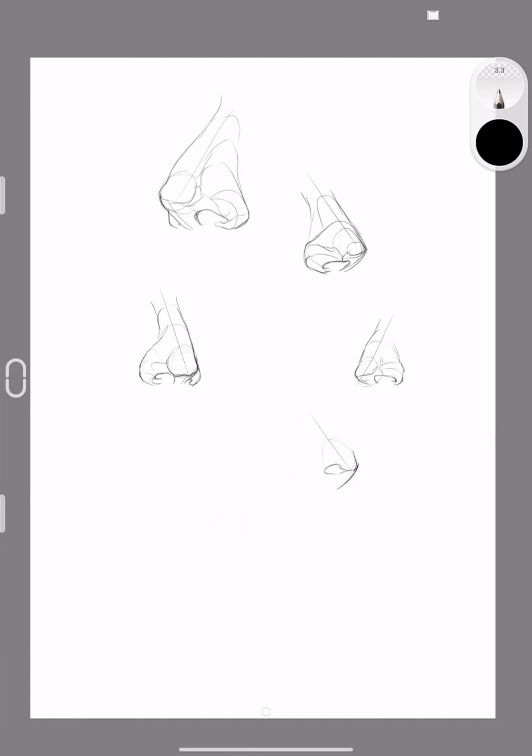Some people forget and just have one single line, but remember, it is a fleshy area and it is round. So you need to have a double line to indicate the turning point, as you would, for example, drawing the eye to have a top lid and bottom lid.